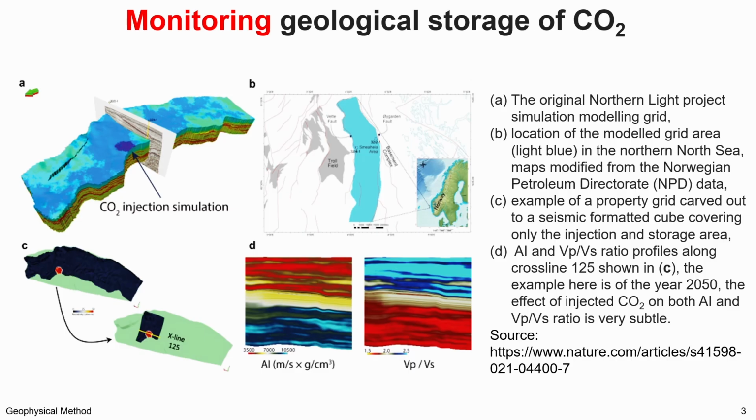This slide shows an example from the Northern Lights context, where simulation grids, reservoir property cubes, and elastic parameters such as acoustic impedance and Vp/Vs are combined. One very important point here is that the effect of injected CO2 on these seismic parameters can be subtle. That means monitoring is not always straightforward, and careful integration of rock physics, geophysics, and modeling is required.